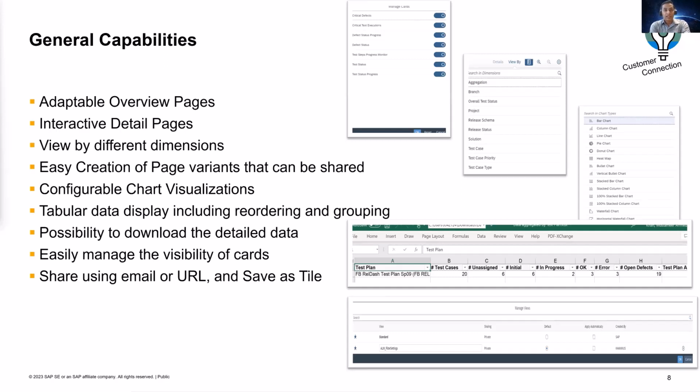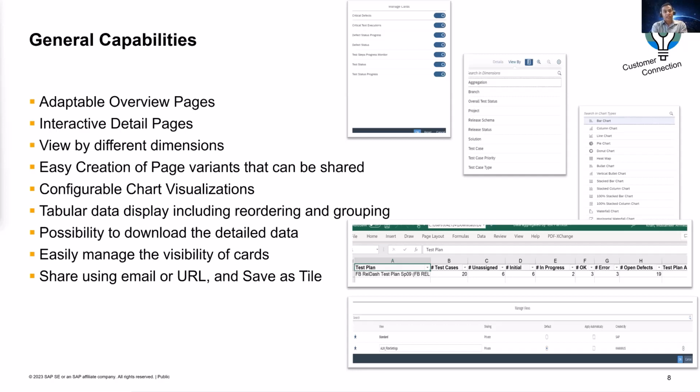If you don't like the visualization that has been provided by SAP, you can go ahead and change the visualization. For example, you can change from a bar chart to a column chart to a heat map, and so on. We have provided different chart visualization types. You can go and change this chart visualization as well.